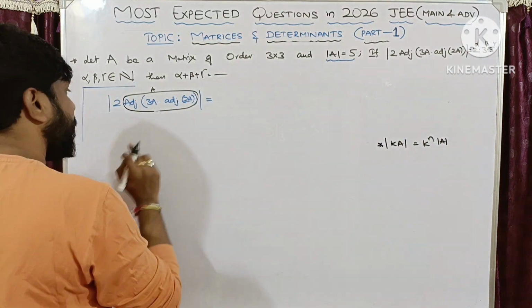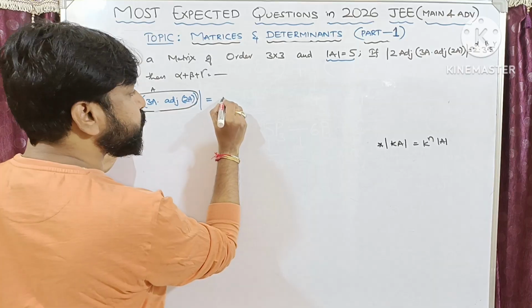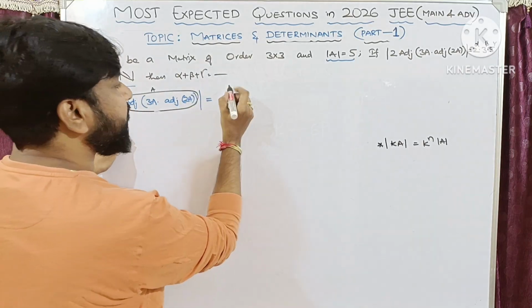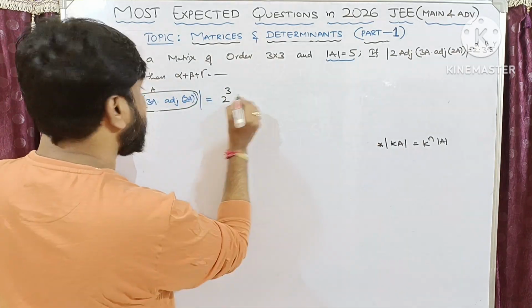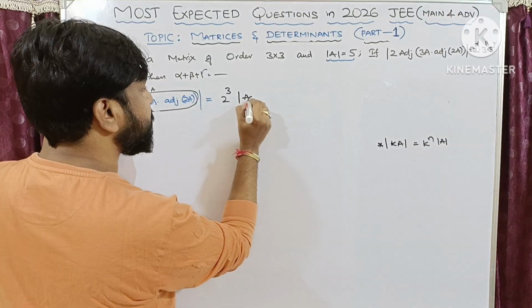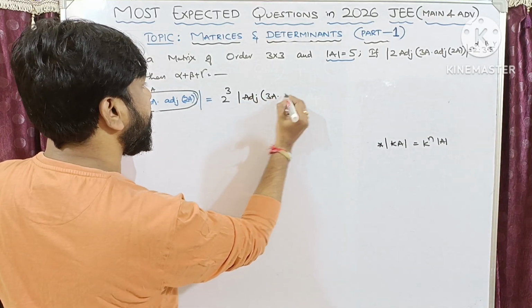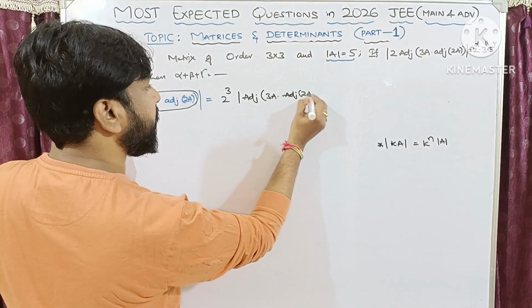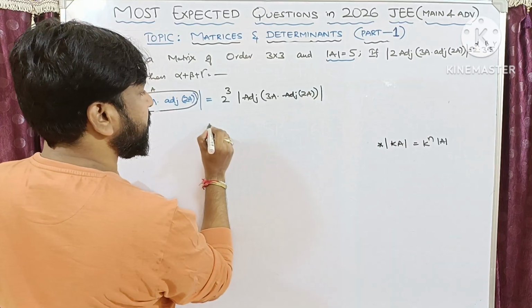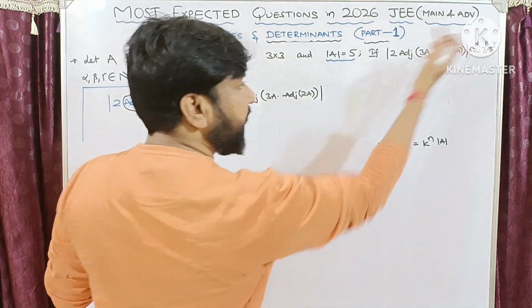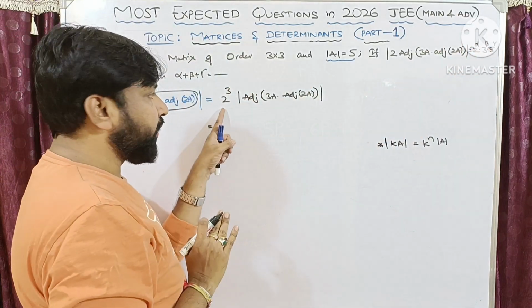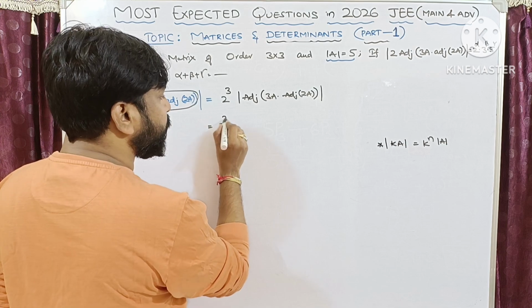Now, in place of K, what value is there? 2. So this can be written as 2 power n. n is the order of the matrix, which is 3. So 2 cube into det A. Det A means the determinant of this quantity, the determinant of adjoint of 3A into adjoint of 2A. This can be written as 2 cube. Already this is coming in 2 cube format, so don't write 2 cube as 8. Keep it like that only.